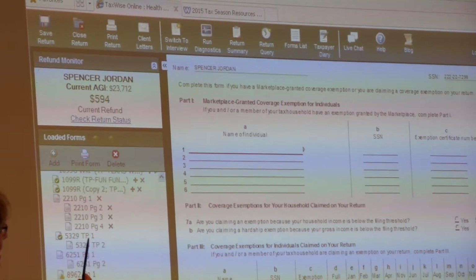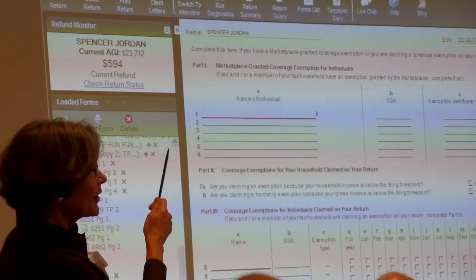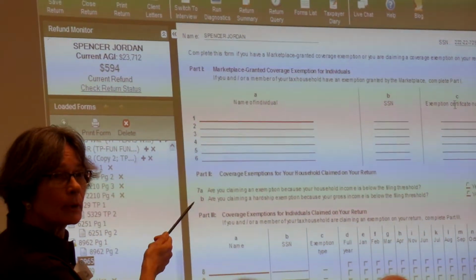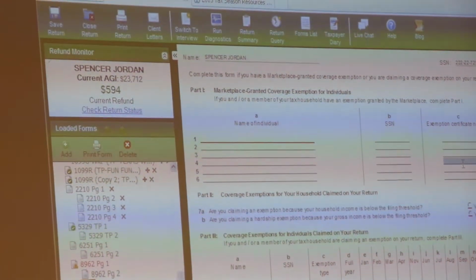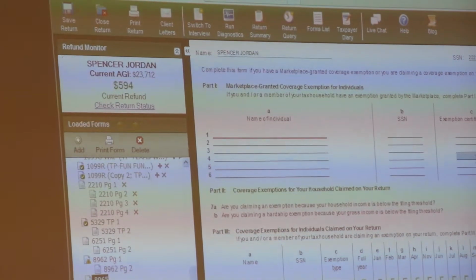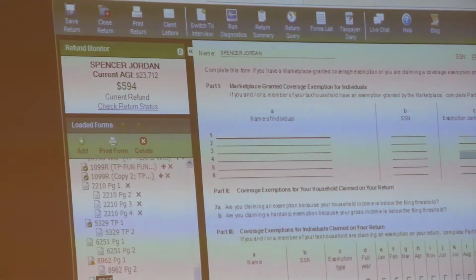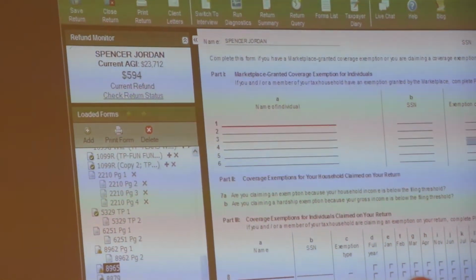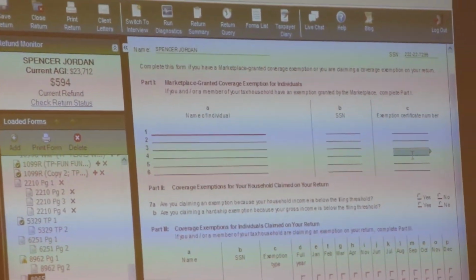Because as you'll notice here, we have to enter their exemption certificate number. When it comes from the marketplace, it will have that number on it. And there's no place else we can get that. And we can't file the return without it.